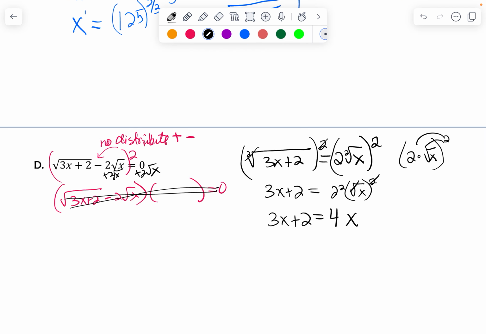Now I can solve this. It's only x's, so I'm going to subtract 3x from both sides. I know it looks weird, but I want to keep my variables positive. So I get x equals 2. We did a lot of moving around over there.